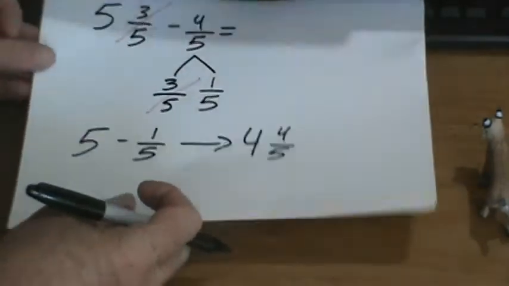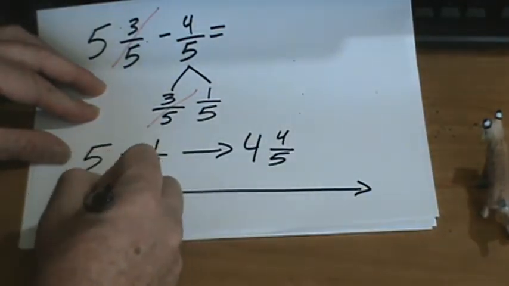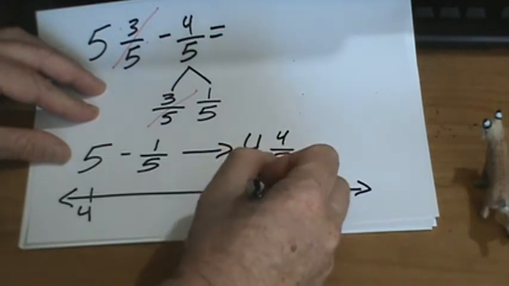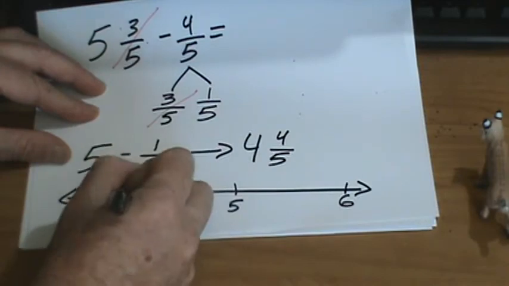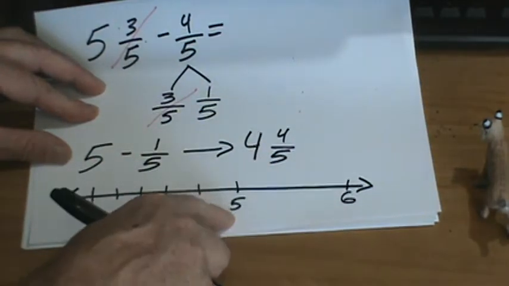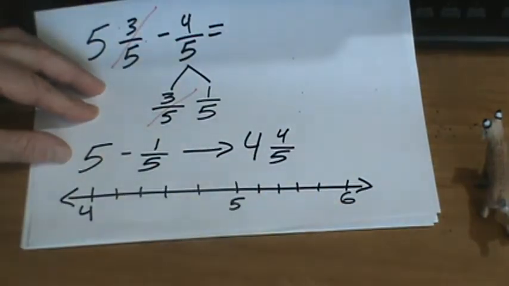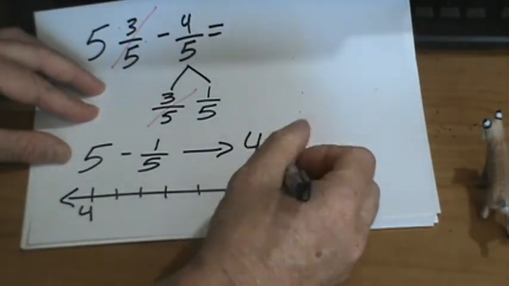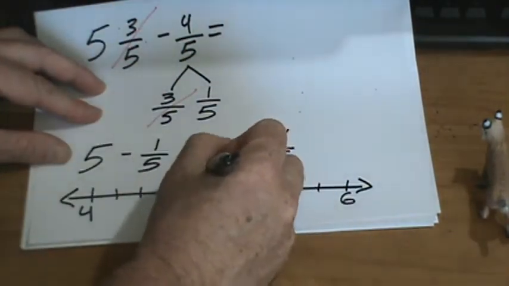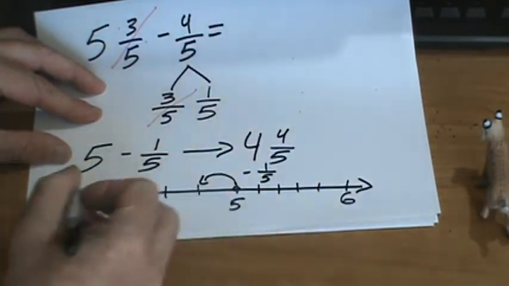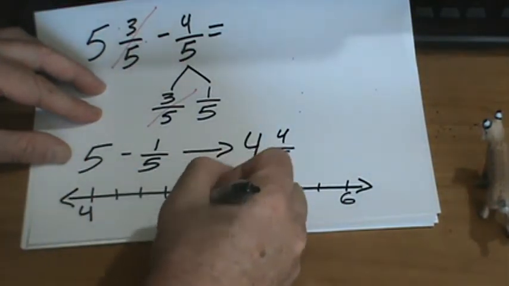And we can show this on a number line if we like. And why not? We'll start with 4, and we'll put 5 over here, and 6 over here. 1 fifth, 2 fifths, 3 fifths, 4 fifths, 1 whole. So we're going to start with 5, and we're just subtracting that 1 fifth. Where do we wind up at? 4 and 1 fifth, 4 and 2 fifths, 4 and 3 fifths, 4 and 4 fifths.